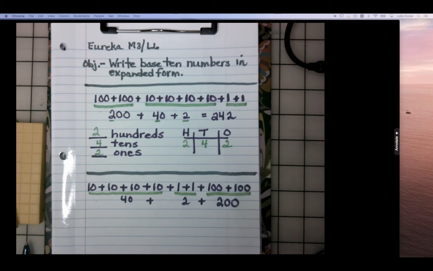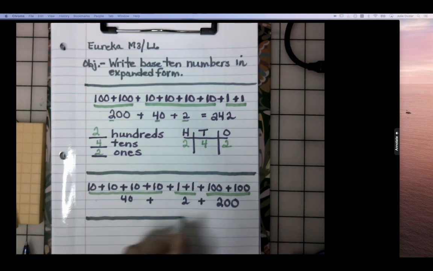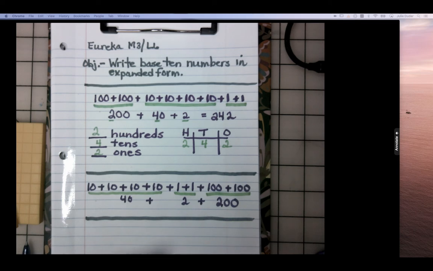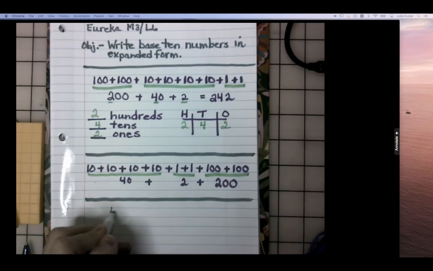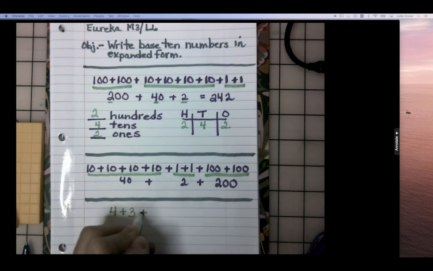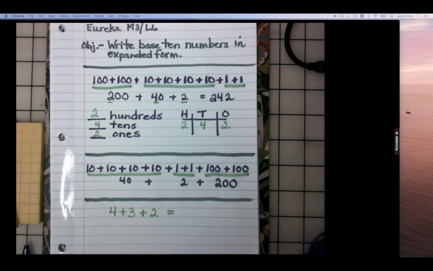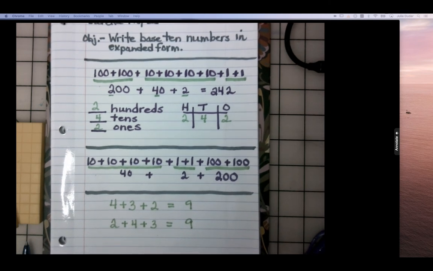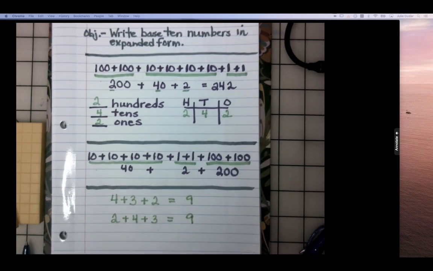Let's look at this down here. I'm going to draw a line, and I want you to think about this. What is 4 plus 3 plus 2? Add that up in your head. And it equals 9. Would it make a difference if I rearranged those digits? What if I put the 2 first, then the 4, and then the 3? What does it add up to now? And it still adds up to 9. When you are adding digits, it is okay to have them in any order.